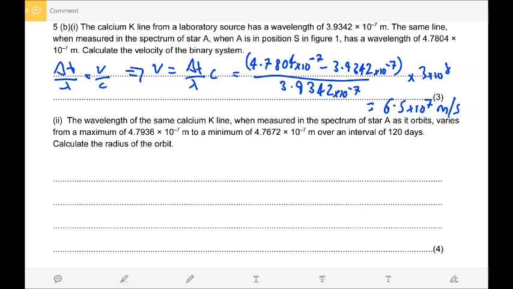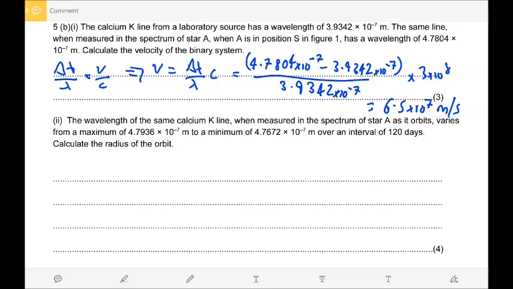Well, we've initially got to try and work out the speed that it's orbiting with. We don't care about how fast the cluster is moving away from us like we have in the previous part. In the previous part we've just worked out the velocity of the system as it moves away from us, a very, very high speed. But now we care about how fast it's moving in its own orbit.